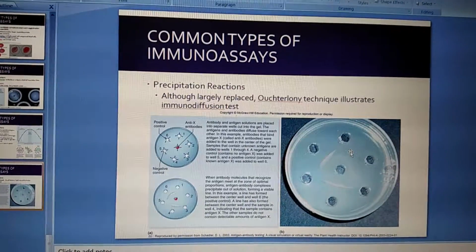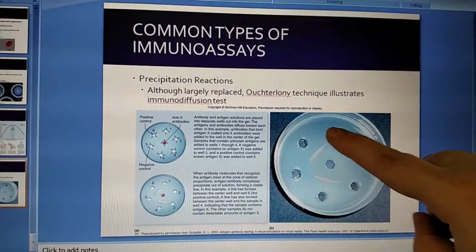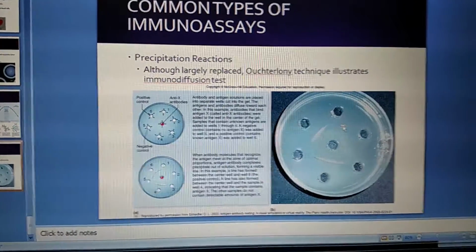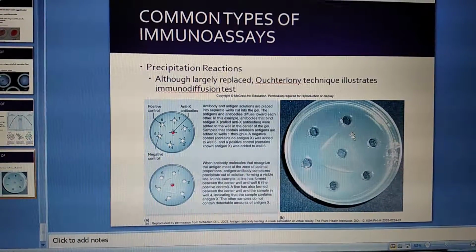That line is formed because they're coming out of solution. If you look at these other areas where there's no lines, right, that's because the antibodies and the antigens are not actually attaching to each other.